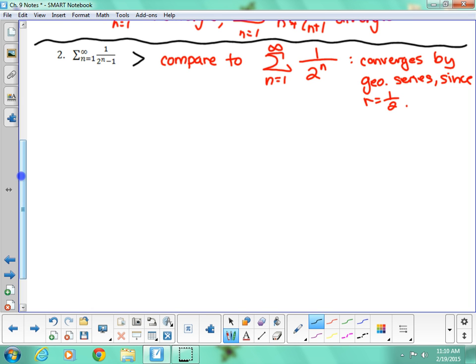Whose denominator is smaller? His denominator is smaller. When you have a smaller denominator, your number gets bigger. If you don't trust me, you could plug in. Plug in 1: 1 over 2 to the 1 minus 1. Plug in 2: 1 over 2 squared, 4, and 4 minus 1. Plug in over here: 1/2, 1/4. Who's bigger? Does that make sense? You could test that way. Okay, wait. Does direct comparison work?